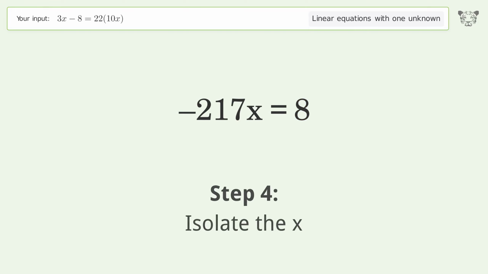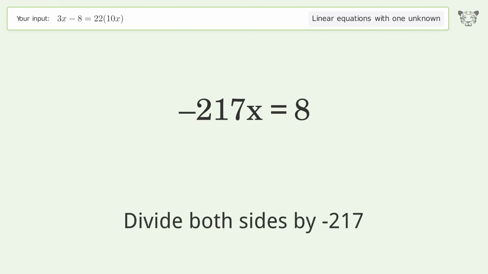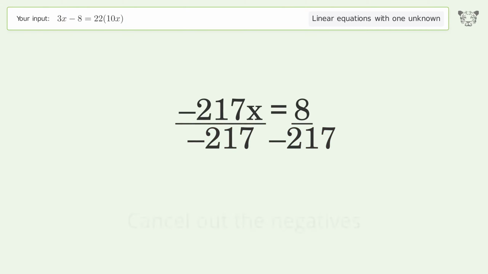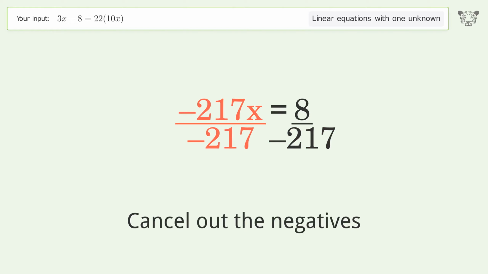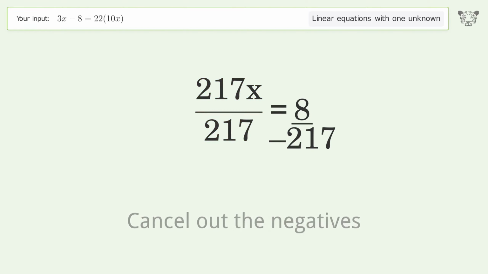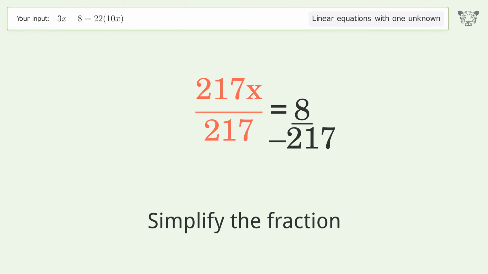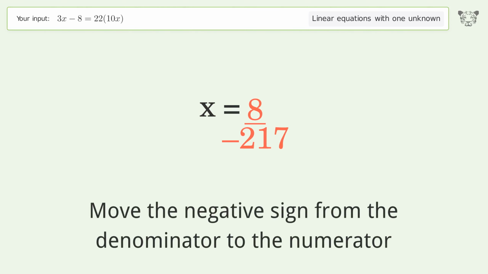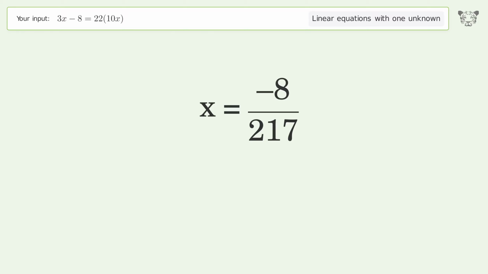Isolate the x. Divide both sides by -217. Cancel out the negatives. Simplify the fraction. Move the negative sign from the denominator to the numerator. And so the final result is x equals -8 over 217.